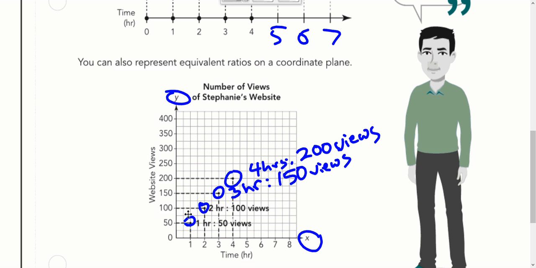And now look at how our numbers work out. After 1 hour, they have 50 views. After 2 hours, they have 100 views. And then we can continue on. After 3 hours, there's 150, and after 4 hours, there is 200. Okay? And we could write our ratios from these points. So if I go here, I know that it's 3 hours and 150 views. Right here, I look down, oh, it's 4 hours, and I look over, and it's 200 views.